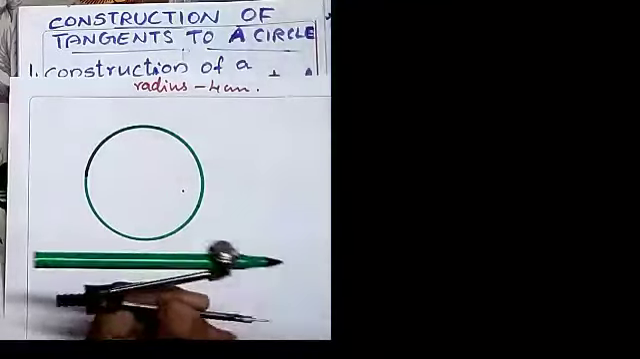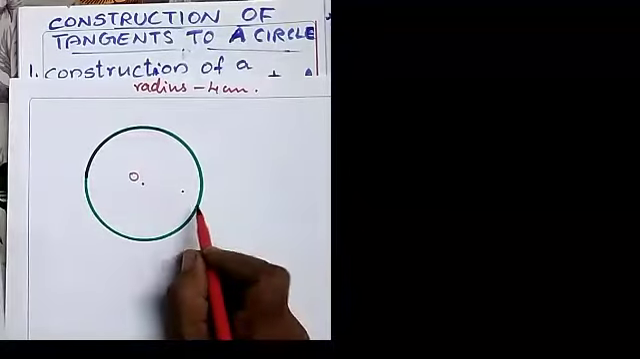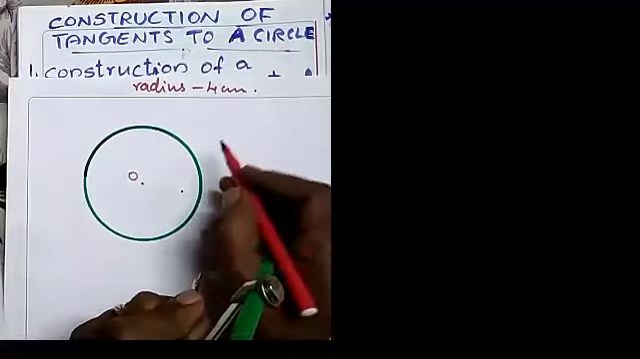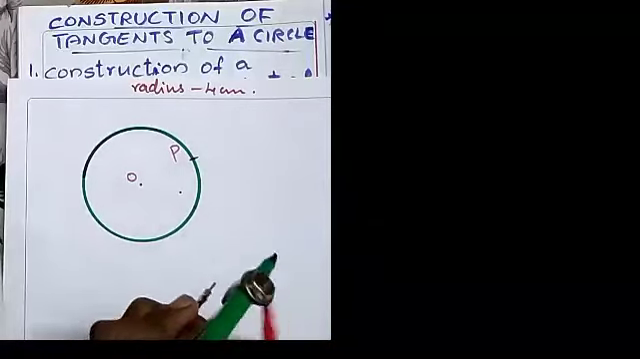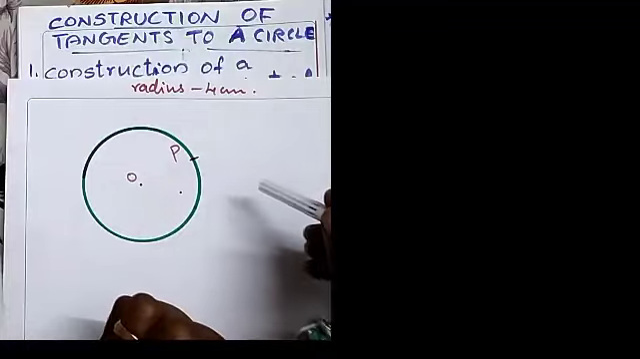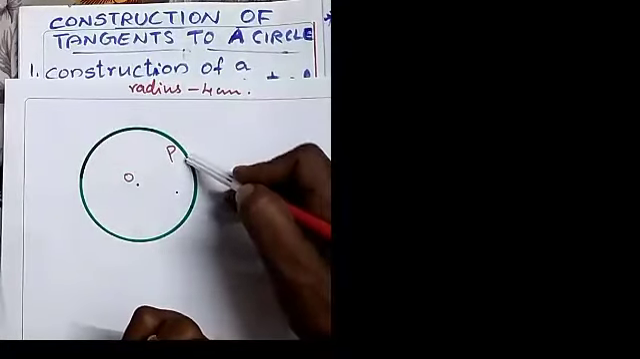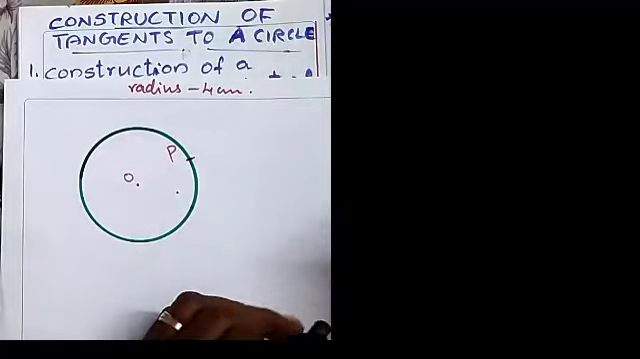Now we can mark the center. The center you can mark as O. Now, suppose the point given is this point, P. Now, what is our work? We need to draw a perpendicular passing through this point. That line will be the tangent to the circle.